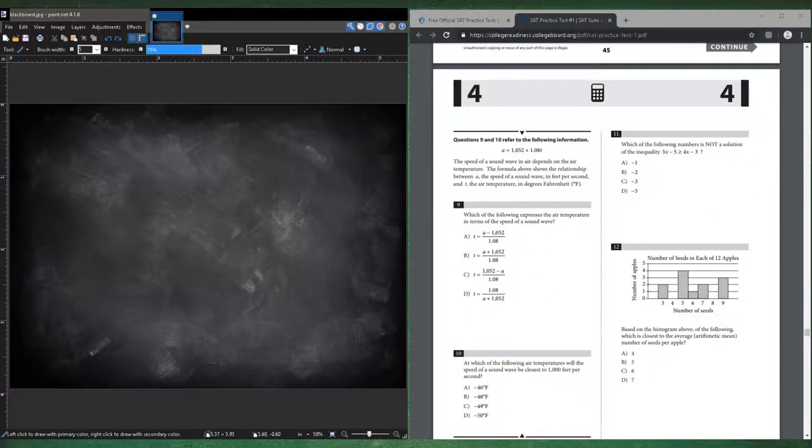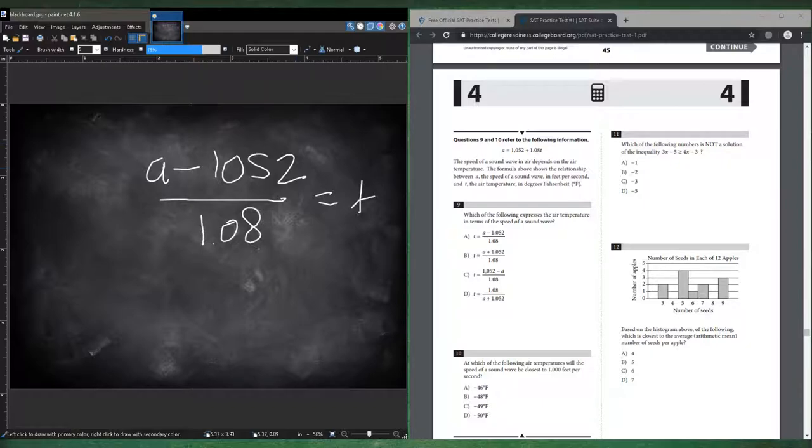Questions 9 and 10 refer to the following information. A is equal to 1,052 plus 1.08 t. The speed of sound in air depends on the air temperature. The formula above shows the relationship between A, the speed of the sound wave in feet per second, and t, the temperature in degrees Fahrenheit. Which of the following expresses the air temperature in terms of the speed of sound waves? So we want to find t equals something. So A minus 1052, divided by 1.08, is equal to t.